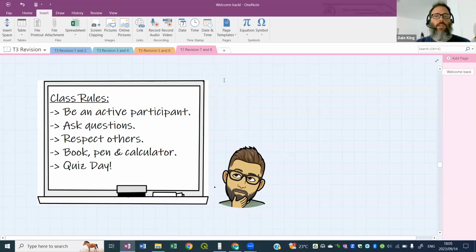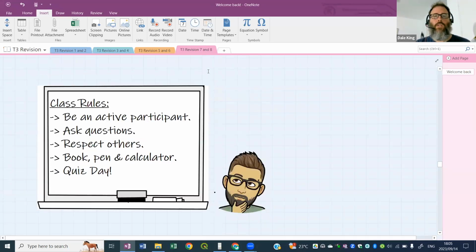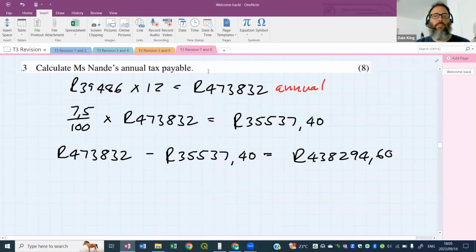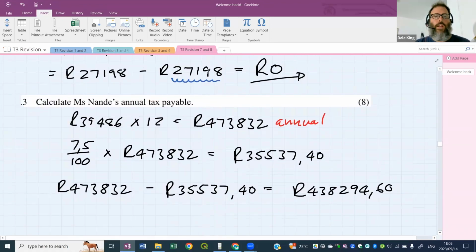There was a request on Tuesday night for us to please go over the last question of Tuesday night, which was calculate the tax payable. I hope you guys are okay with me going over this and finishing this question off.